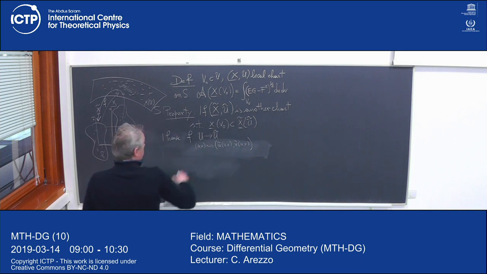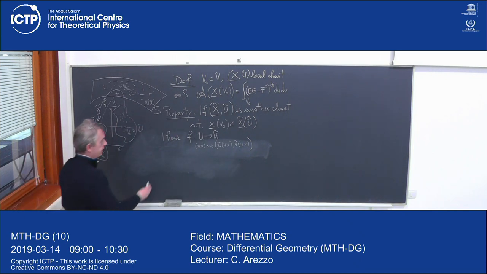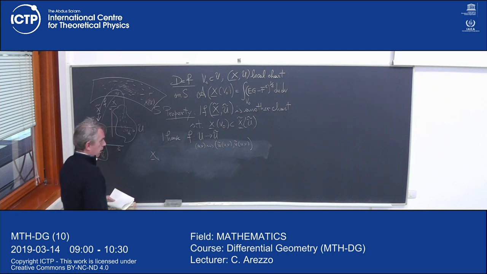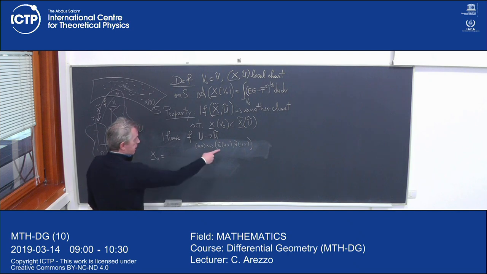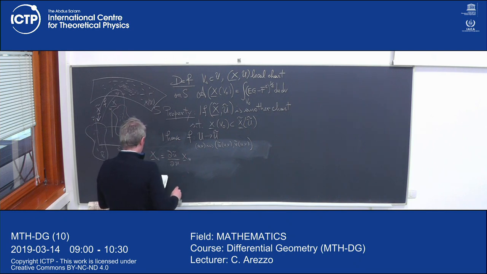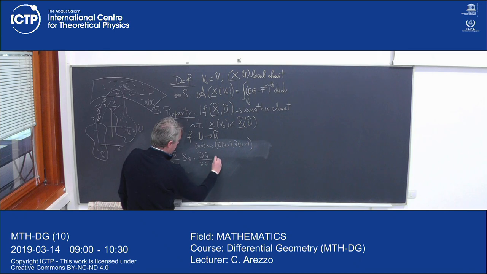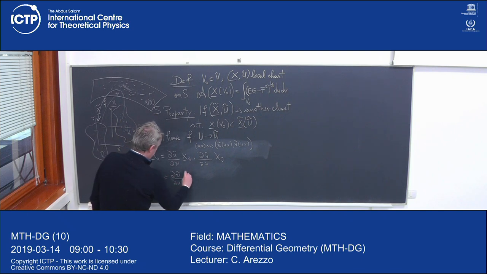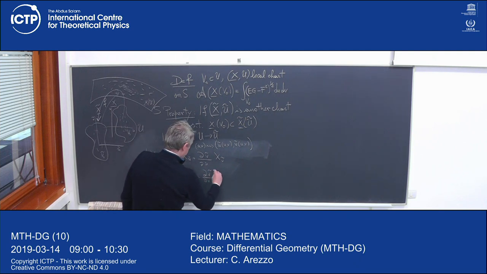Now the question is, how does that object change? So let's do the computation. I can write X_u with the chain rule. So X_u in terms of tilde is du tilde du X_u tilde plus dv tilde du X_v tilde, taking the derivative with respect to u. So the two tangent vectors change in this way with this transformation: du tilde dv X_u tilde plus dv tilde dv X_v tilde.